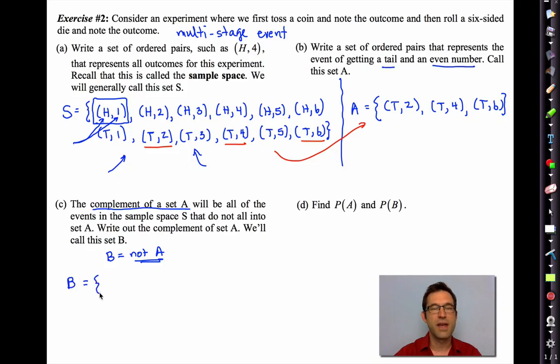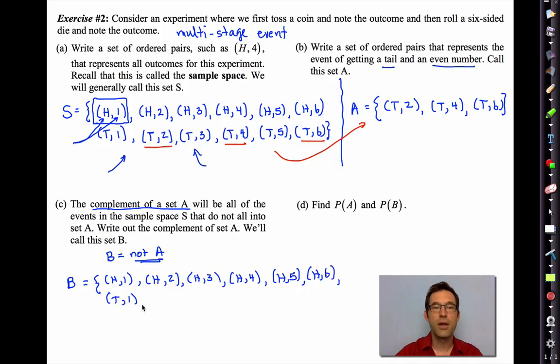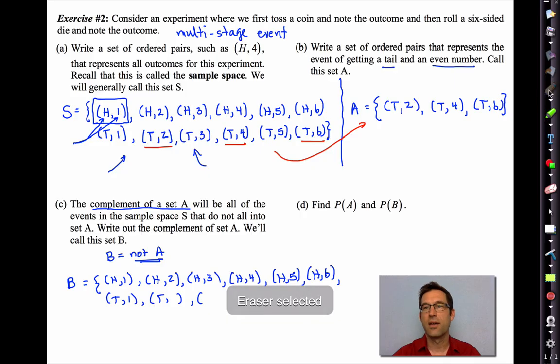Well, the complement of set A is everything in the sample space that's not in A. Well, this is going to take a little bit to write out because that includes all the ones with heads, right? Head 1, head 2, head 3, head 4, head 5, head 6, a little math humor there, not very good math humor, tail 1, tail 2, oh no, that one was in A, tail 3, and tail 5.